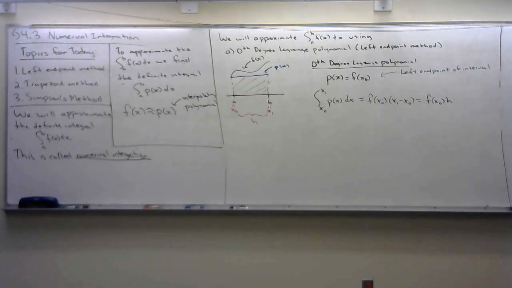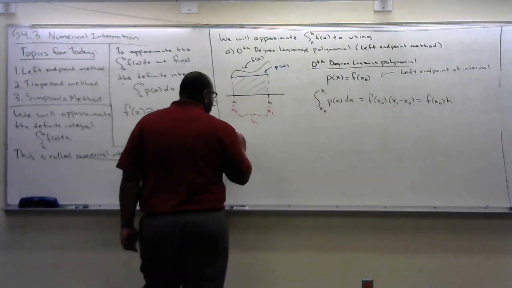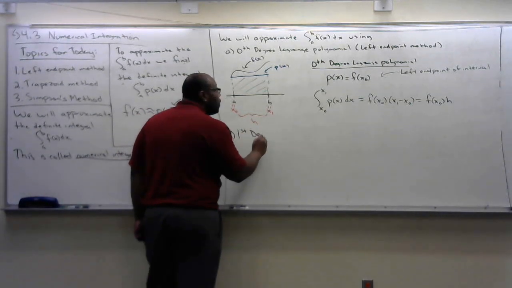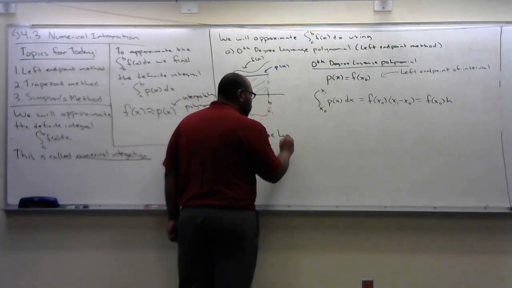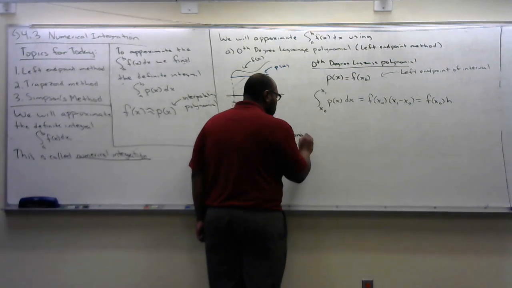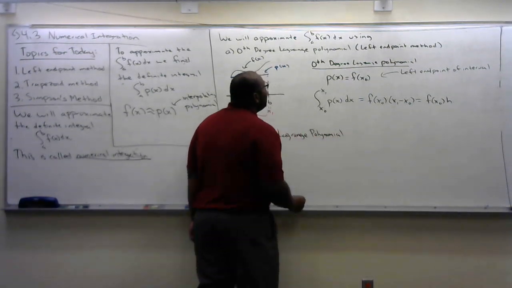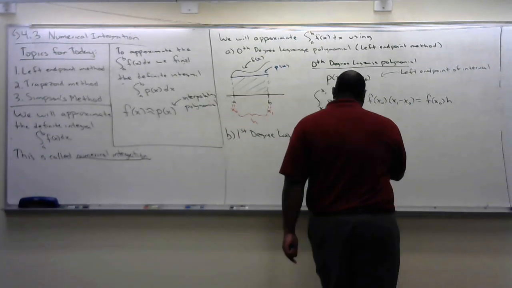And I was able to figure this out using a 0th degree Lagrange polynomial. You're like, well, this is not a very good approximation, Dr. Wesley. Can we get a better approximation? I'm like, sure. Let's increase our degree. Let's use that first degree Lagrange polynomial. And this is going to yield the trapezoid effect.